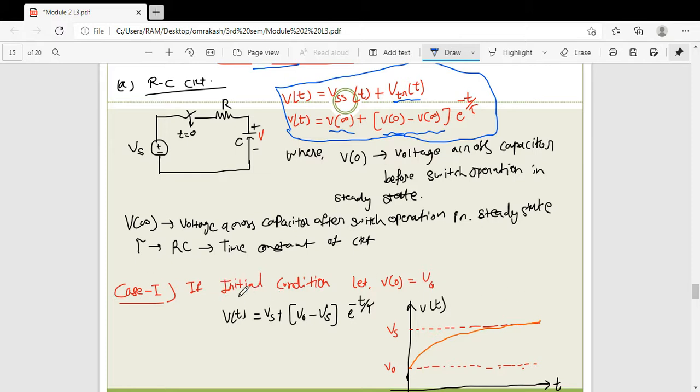Now, there are some conditions here. Now, initial conditions are generally given.